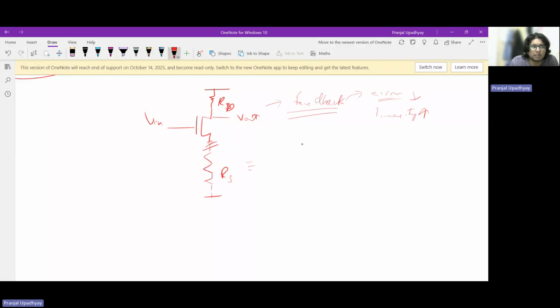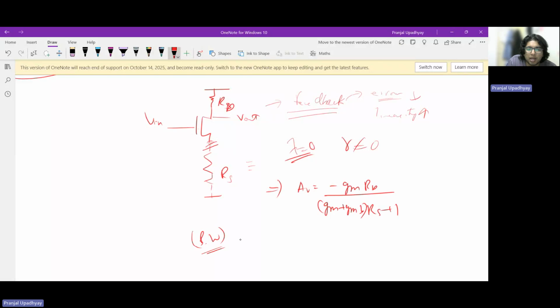So when we solve this equation, if you just assume for the time being that the channel length modulation is zero and the body effect is non-zero, you can derive the gain as minus gm rd over gm plus gmb times rs plus 1. You can see here that the degeneration decreases the gain, and it's a fundamental fact that we all know that bandwidth times gain is kind of a constant.